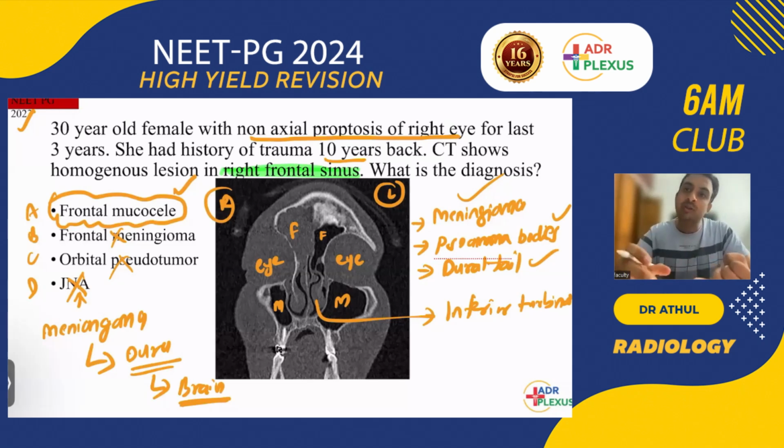Orbital pseudotumor, the name itself says it is from the orbit. So it is not an orbital pseudotumor. Meningioma is usually seen within the brain, not in the sinuses. So it is probably frontal mucocele. Only by ruling out all 4 options can you reduce the mistakes that you make. So make sure whenever you are attending, you rule out all the 4 options.